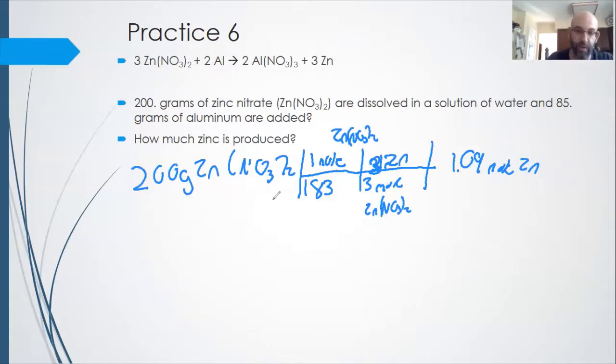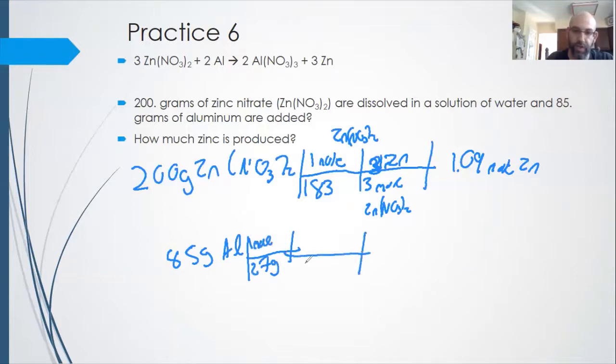Now we'll do the same thing with the aluminum. All right, so 85 grams of aluminum. Aluminum has a molar mass of 27 grams per mole. According to the equation, for every 2 moles of aluminum, we get 3 moles of zinc. We could solve this, we'll solve it anyway.